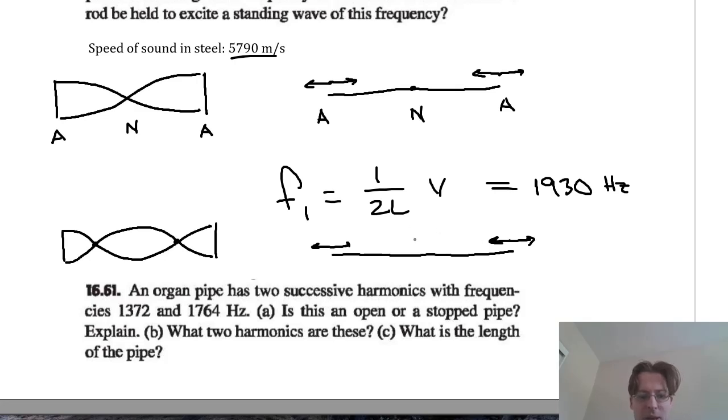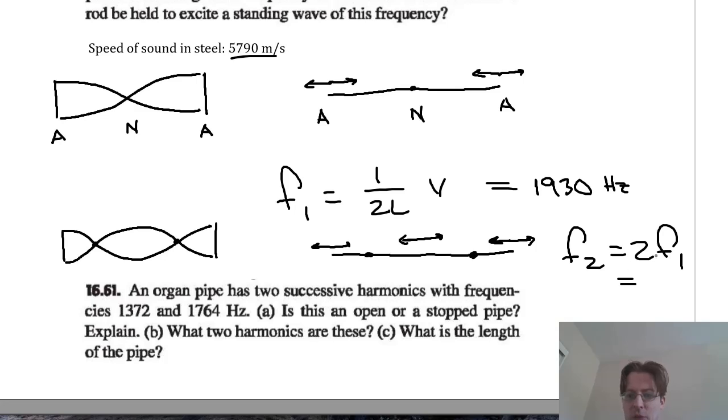But now there's an extra antinode in the middle. So the middle oscillates back and forth with high amplitude, and there are nodes over here and over here. Okay, so this is just F2. F2 is just twice F1, and it's 3860 hertz.